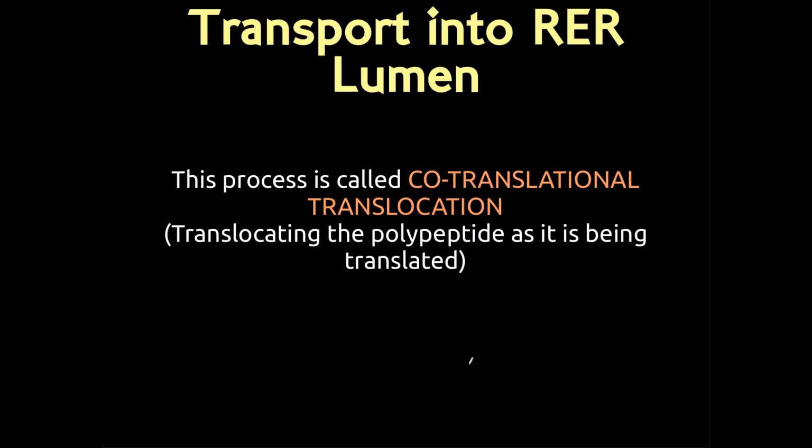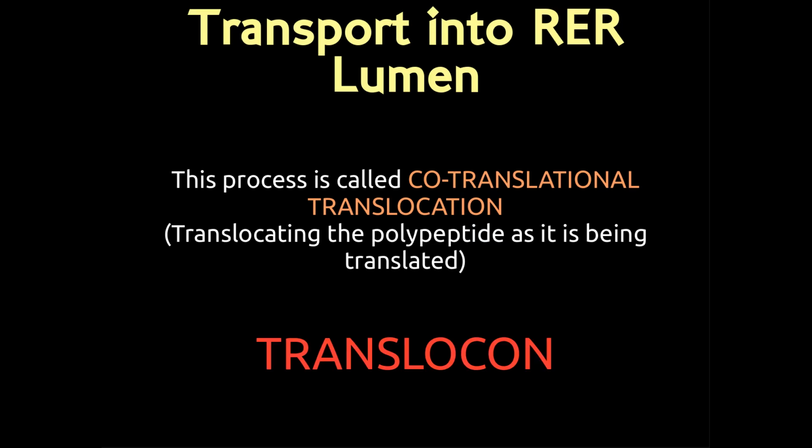This process is called co-translational translocation. Essentially, we're translocating the polypeptide, moving it into the RER as it's being translated. So we are doing these two things at once. We are translating this polypeptide, and we are moving it into the RER lumen at the same time. And this whole complex right here that's moving it in is called the translocon.